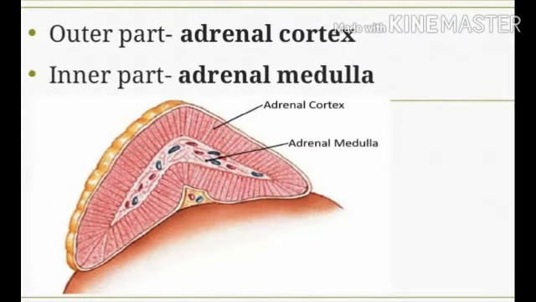The adrenal gland is composed of two parts. The outer part is the adrenal cortex and the inner part is the adrenal medulla. These two parts will be structurally and functionally different and they both will secrete different hormones.